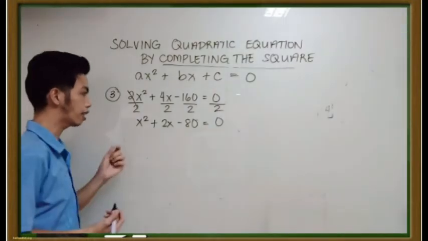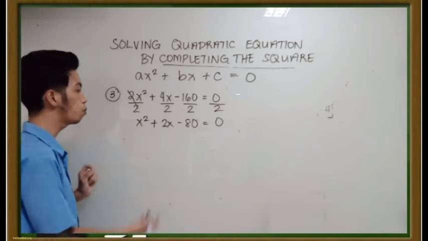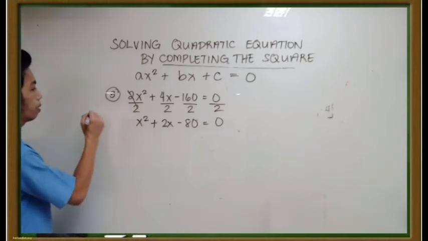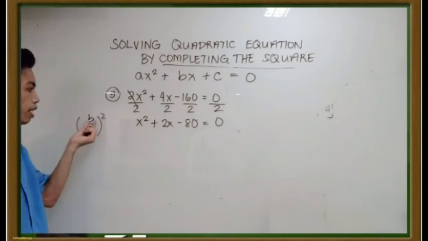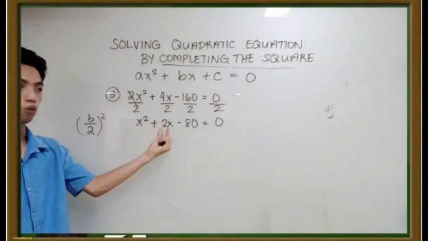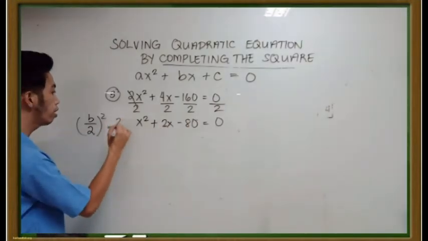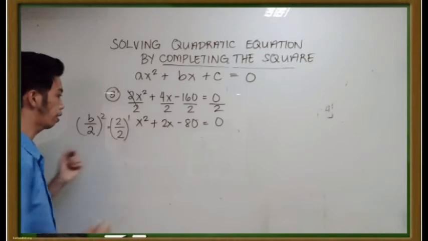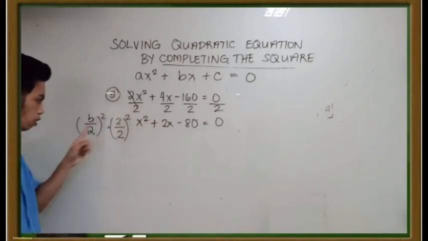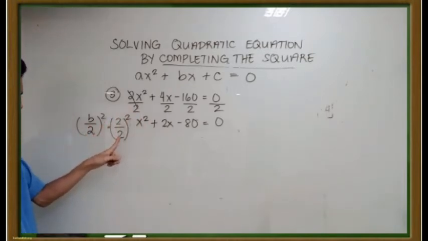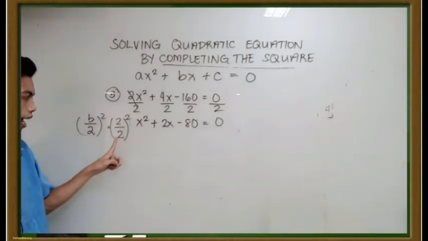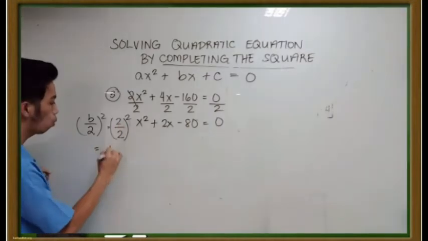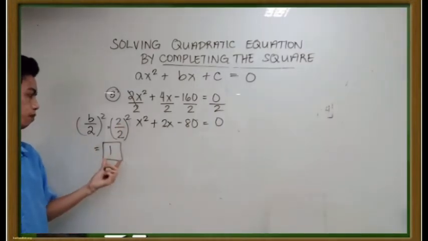To get its perfect square trinomial, we need to do the formula b divided by 2 squared. Okay? So our b here is 2. So you have 2 divided by 2 and then square. We all know that 2 divided by 2 is 1. Because kapag same daw ang numerator and denominator, pag pinag-divide mo, the answer is 1. And 1 raised to 2 is equal to 1. So therefore, ang gagamitin natin ay 1.